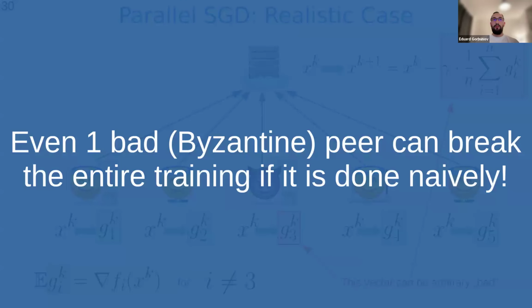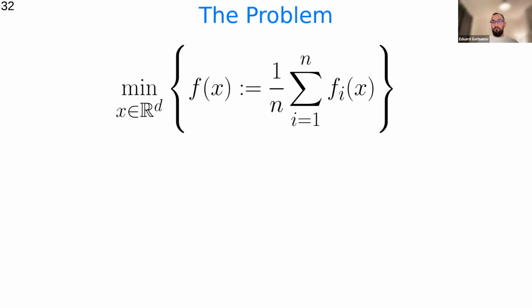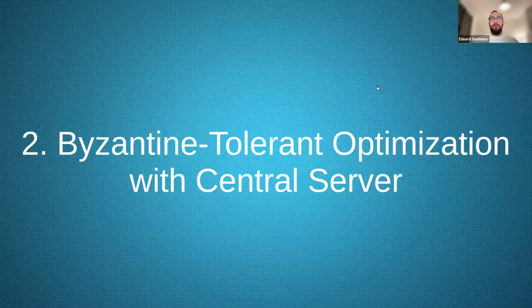This situation typically appears in collaborative training. Even if clients are not malicious, they might be faulty, and this can destroy the entire training. To address this issue, many researchers worked on the area called Byzantine-tolerant optimization.